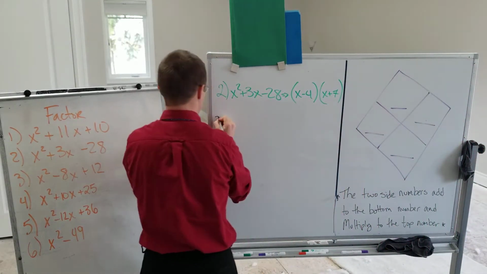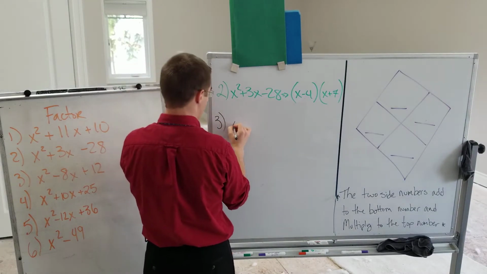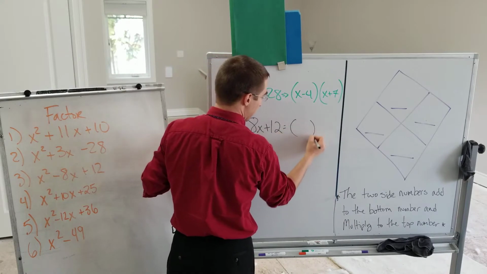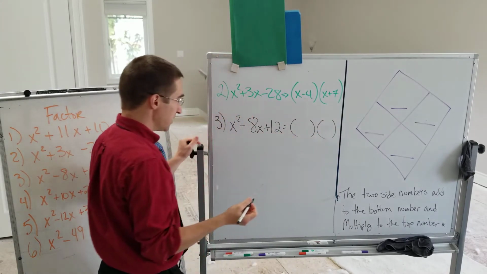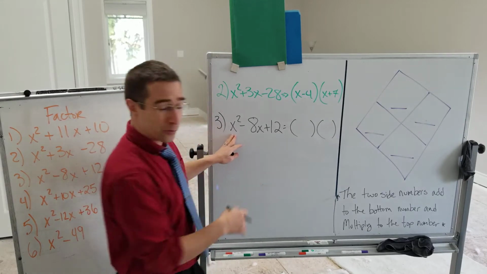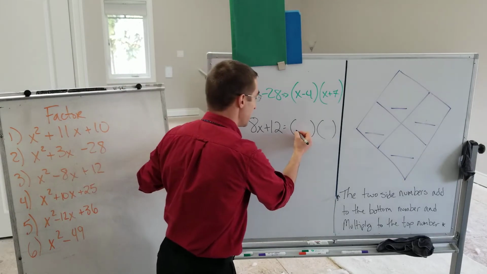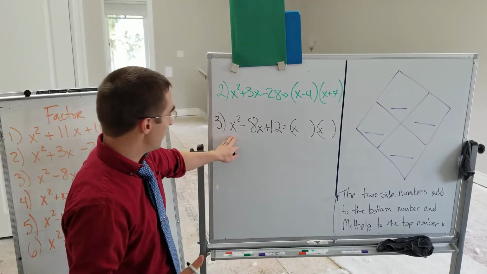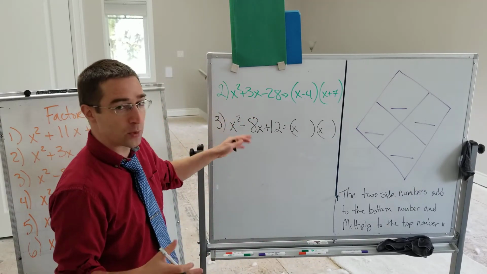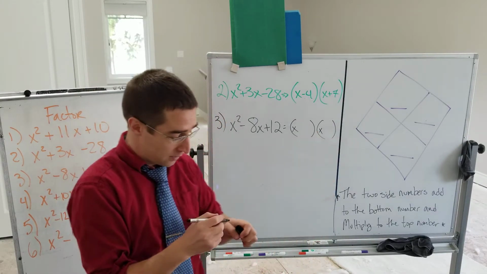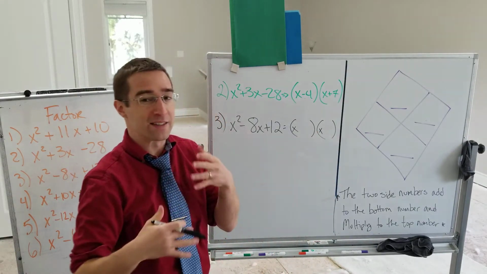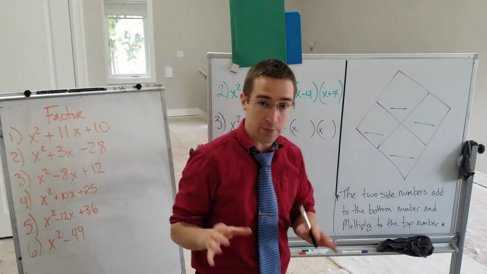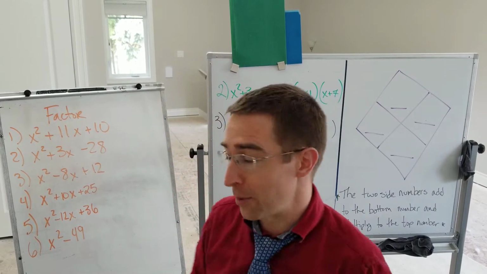So number 3, here we have x squared minus 8x plus 12, blank times blank. So we're factoring this. Notice this method only works when it's a regular x squared here. If I have a number in front of the x squared, I have to do a little bit more work. I can still use the diamond problem, but that doesn't give me the answer if it's not just a regular x squared. These ones, it's just a regular x squared, so we can just use the diamond problem.